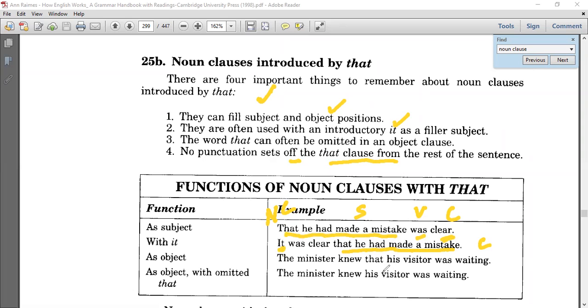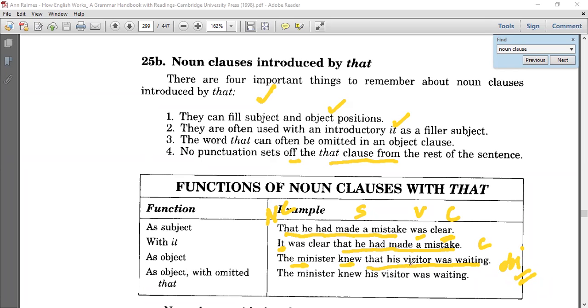The minister knew that his visitor was waiting. Now, here, this is a verb, this is the subject, and what he knew is the object. Or you can take it as a complement also. Perhaps the action doesn't get transferred, so you can call it a complement as well. It's something which is, I would say, debatable.